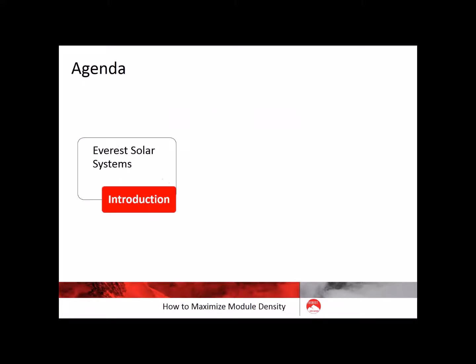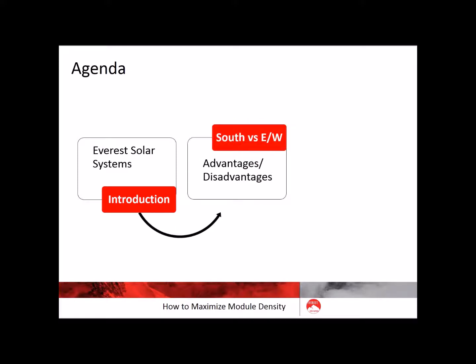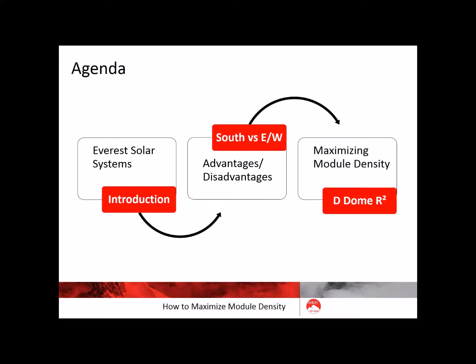So today we're going to talk about three main things. First off, I'll give you guys a brief introduction of our company. Next, we'll talk about some of the advantages and disadvantages of south versus east-west systems, or you can think of it as a single tilt versus a dual tilt system. And then last, we'll get into some ways you can maximize module density using our system called DDome Rsquared.